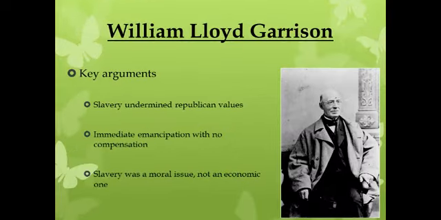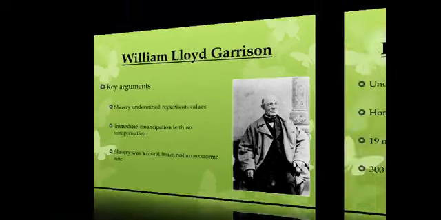So William Lloyd Garrison had a couple of key arguments that I want you to keep in mind. He said slavery undermined Republican values, immediate emancipation with no compensation, which basically meant that all slave owners had to free their slaves, and they would receive no money in exchange for what they thought was their property. So you can imagine how this went over with Southerners. They were not too happy. But Garrison said slavery is a moral issue. It's not an economic one. So you can just take your economic arguments and stick it, because this is a moral issue that we need to deal with as a country.